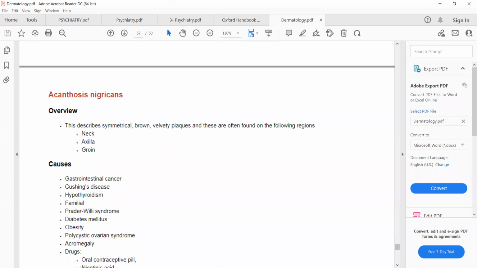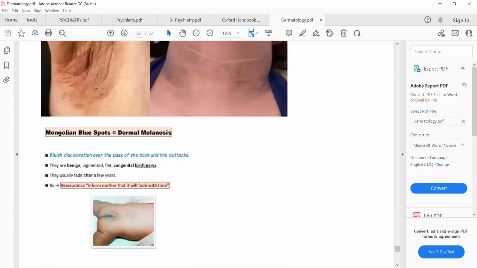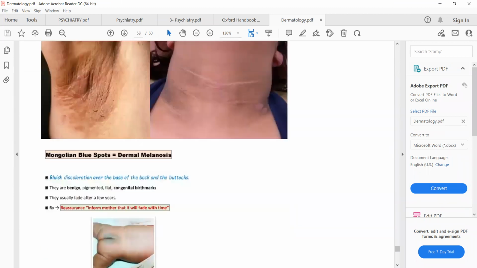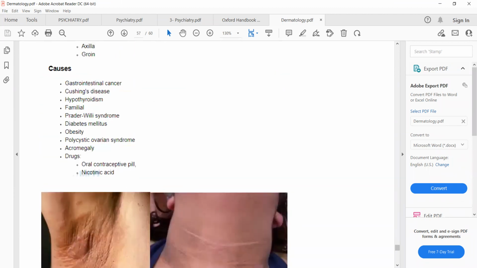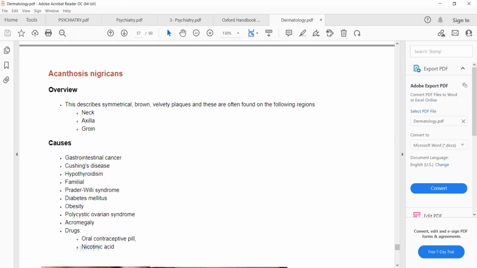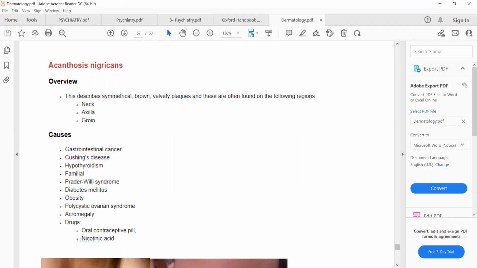Our next topic, and probably the last one in dermatology, though there are a few small topics also remaining. So the next topic is Xanthlaesma nigricans. Xanthlaesma nigricans is basically brown, velvety plaques or dark hyperpigmented areas in the neck, axilla or groin.